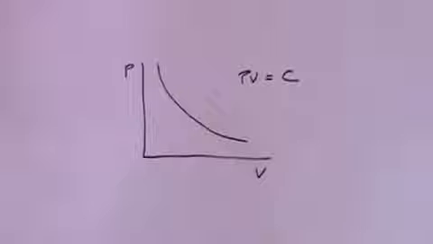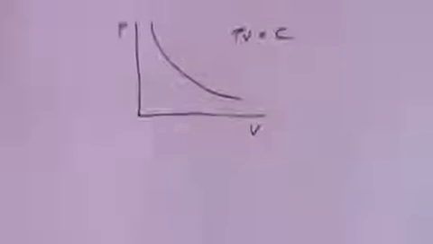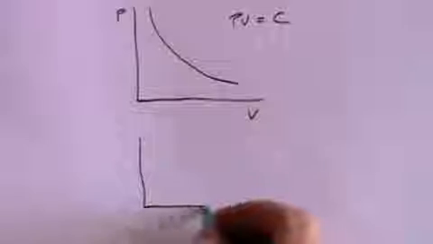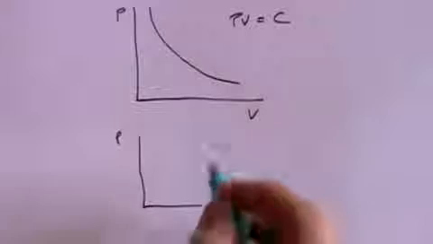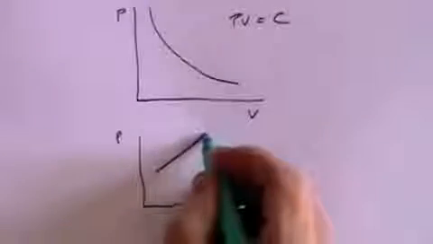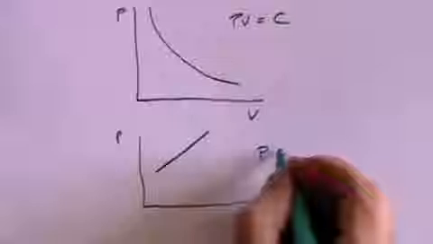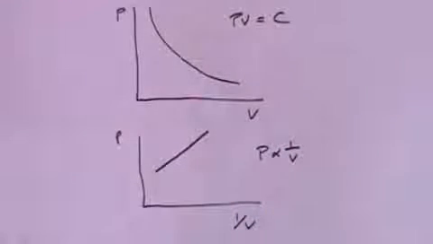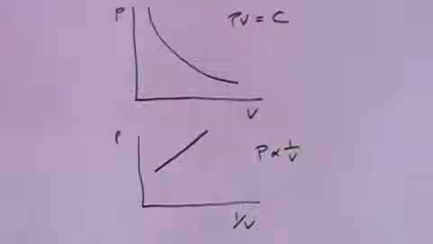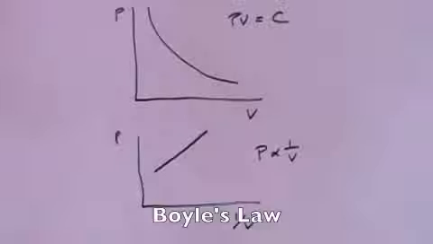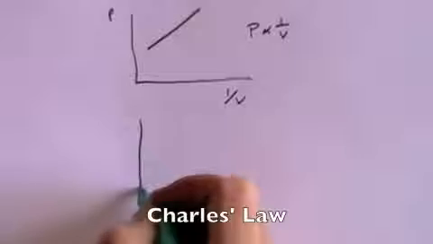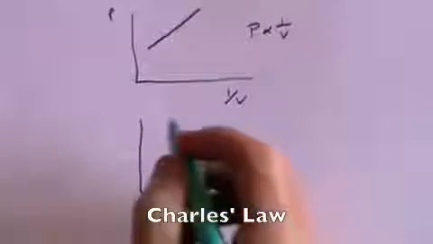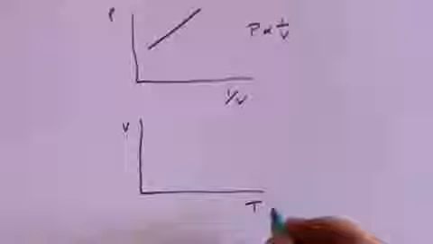If we were to plot pressure against 1 divided by the volume, then we would get a straight line, which suggests that pressure is proportional to 1 over volume. Remember that this is at constant temperature. That's called Boyle's law. Now there's another law called Charles' law, and Charles' law relates volume to temperature.